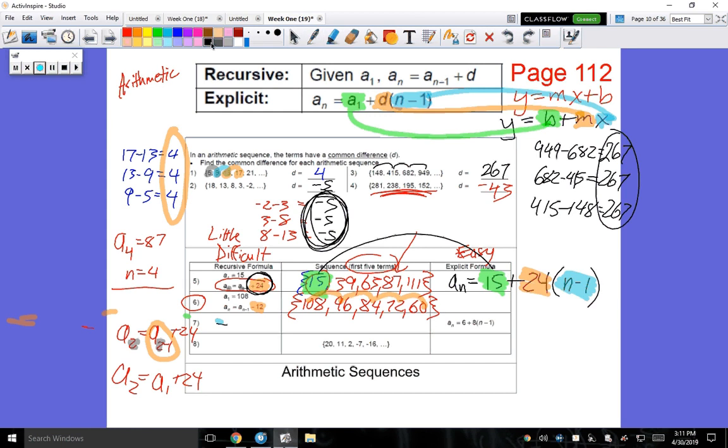Megan, let's go with 6. What's the explicit formula for this pattern that you see? Remember, it's going to have this form right here: y equals b plus mx. A sub n equals 108 minus 12. Keep going. And you got to say per jump. And what's the per jump notation? Someone help her out. n minus 1.